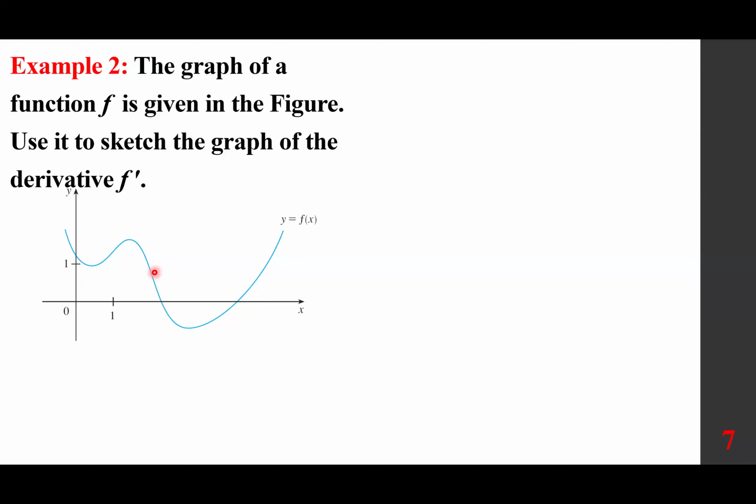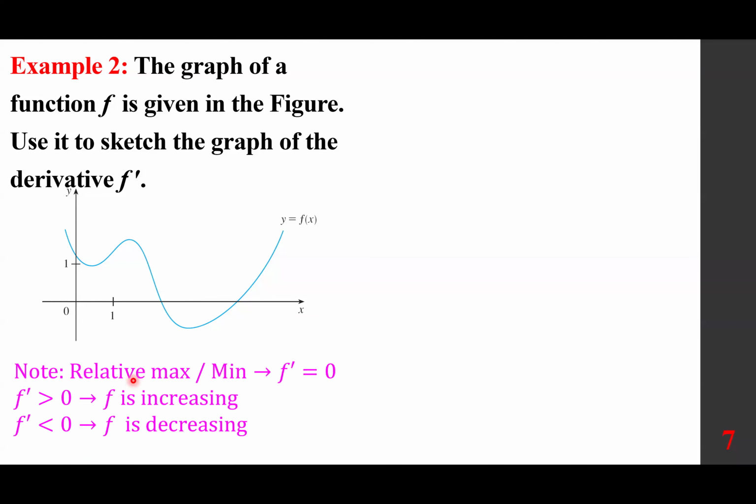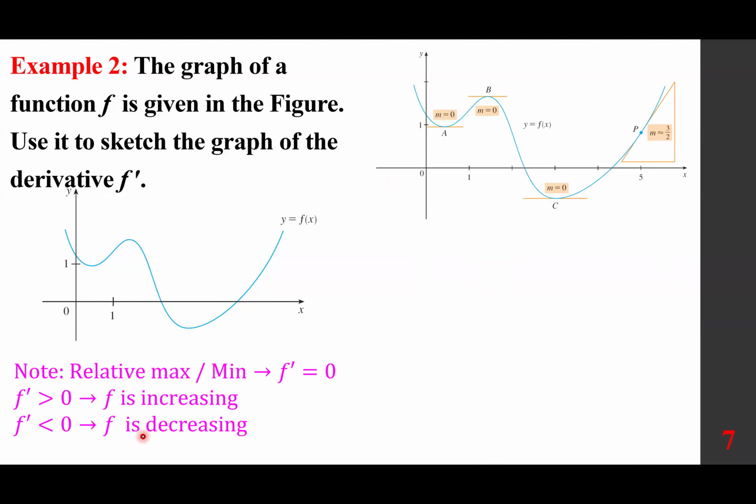This portion is decreasing, and this portion and this portion are increasing. When f prime is positive, the function is increasing. When it's negative, it's decreasing. So relative max or min occurs when f prime is 0. F prime positive means f is increasing. Negative means decreasing.